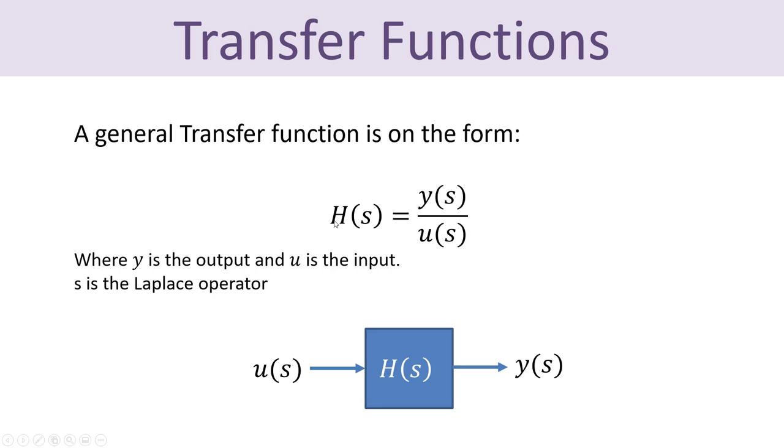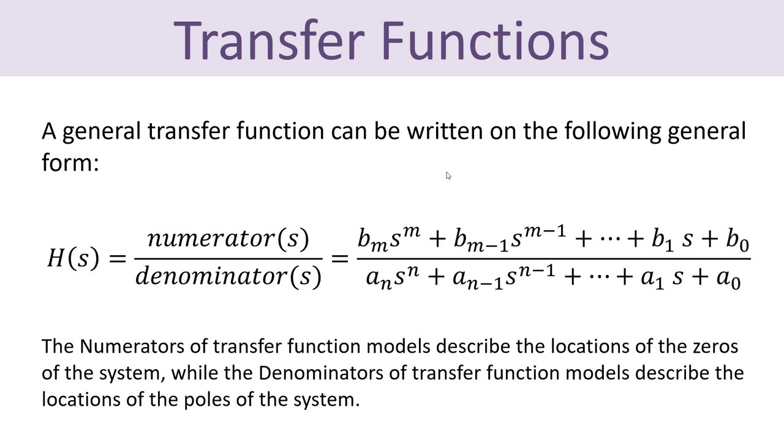So a general transfer function is on this general form. We typically use the letter H for the transfer function, and s is the Laplace operator, and then we have the input and the output. So basically this is a transfer function, and on a general form you can describe a transfer function like this. It typically consists of a numerator and a denominator.